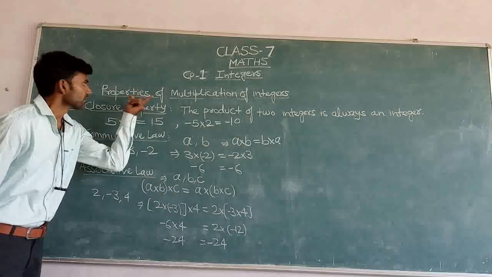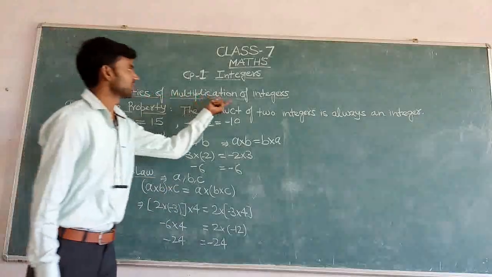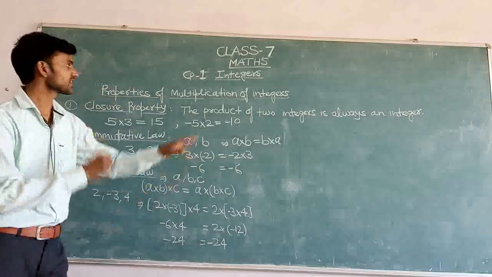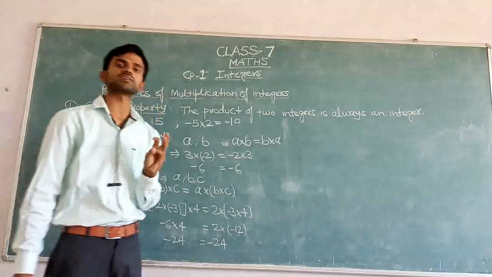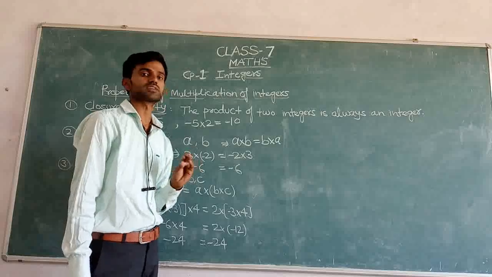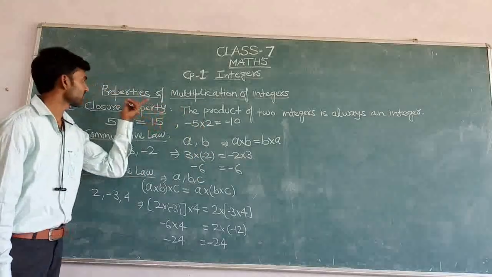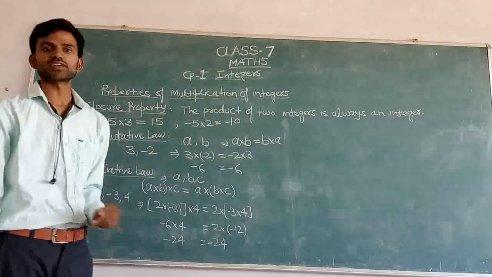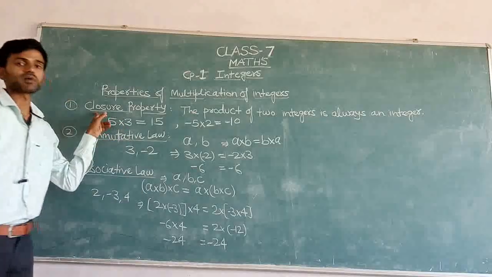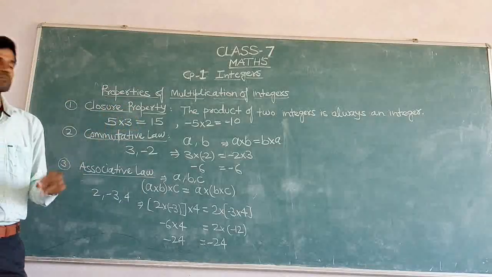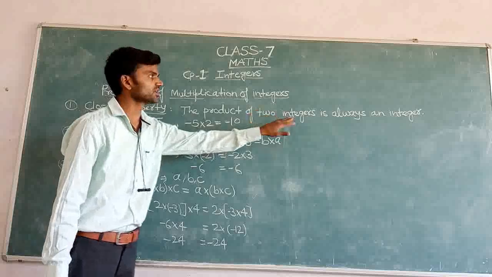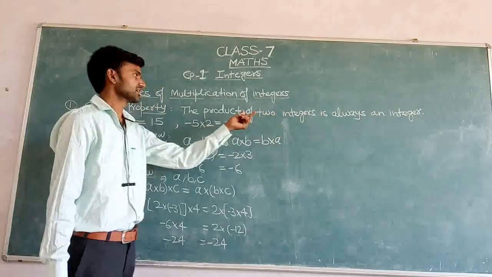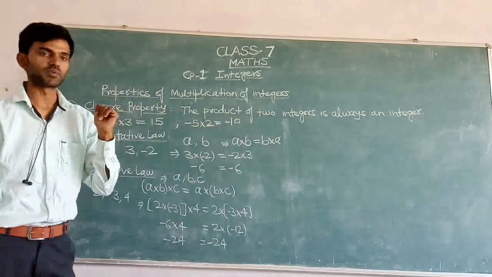Now come to the properties of multiplication of integers. We have discussed the properties of addition of integers and subtraction of integers. Now we will discuss the properties of multiplication of integers. The first property is the closure property. The product of two integers is always an integer. It is called the closure property.